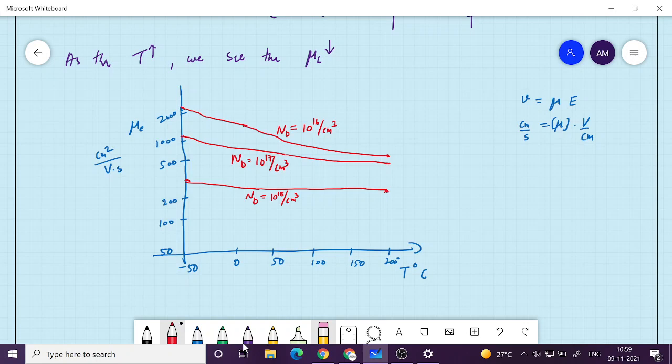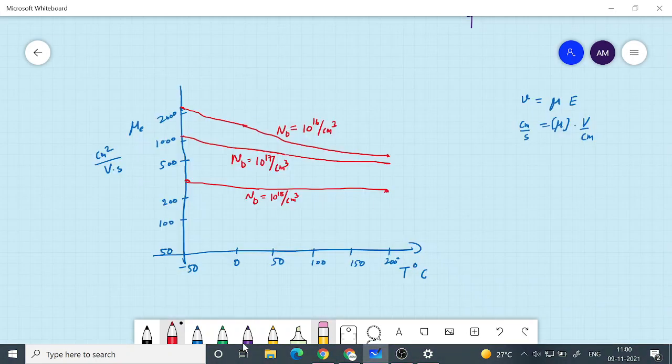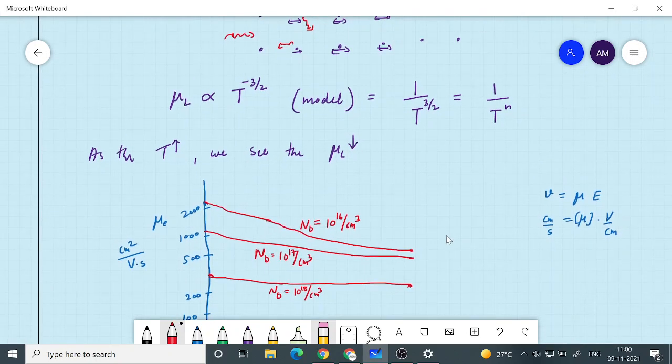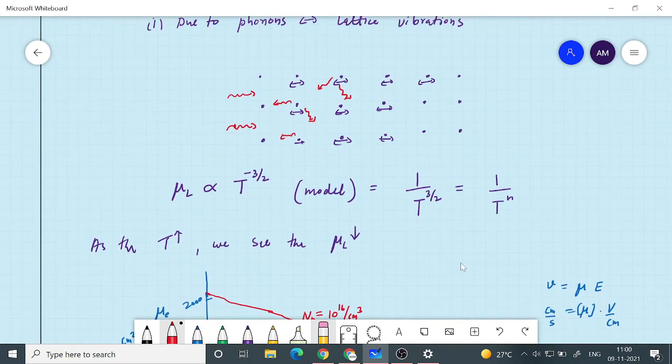But temperature, as you increase the temperature, you have higher and higher lattice vibration, and more probability for collision with the lattice, okay, or scattering. Collision is a word when you assume these electrons as particles, but scattering may be a better word. Why? Because electron is not really a particle, they have wave nature.